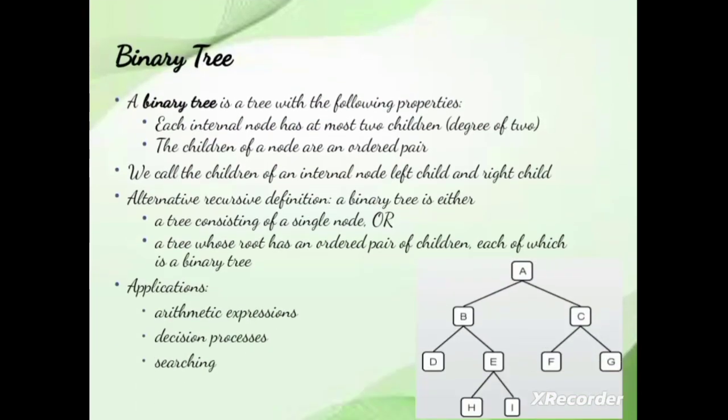Binary tree. A binary tree is a tree that adheres to the following properties. Each internal node has at most 2 children, degree of 2. The children are an ordered pair. The children of an internal node are specifically named the left child and the right child.